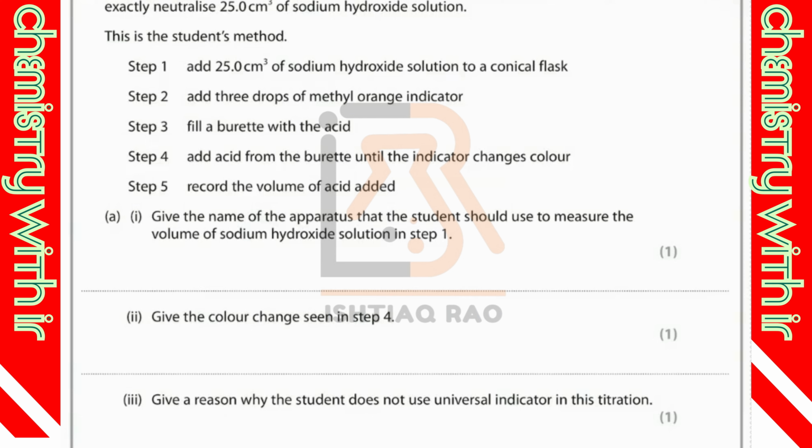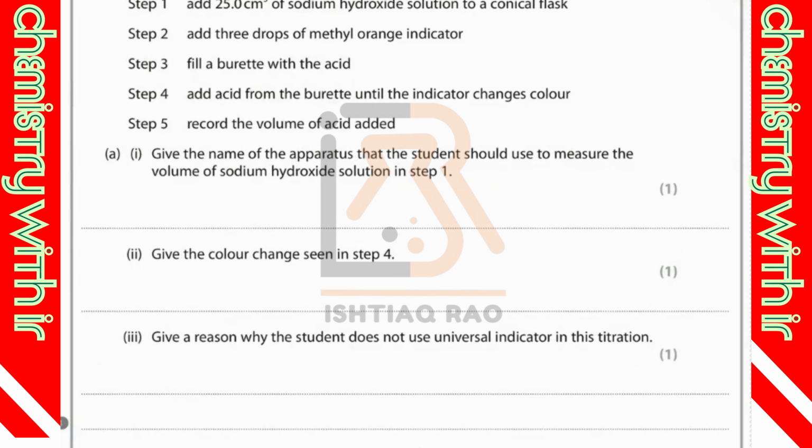Give the name of the apparatus that the student should use to measure the volume of sodium hydroxide solution in step 1. They are measuring 25.0. It means that we have to take an exact volume. So the accurate apparatus is the pipette.